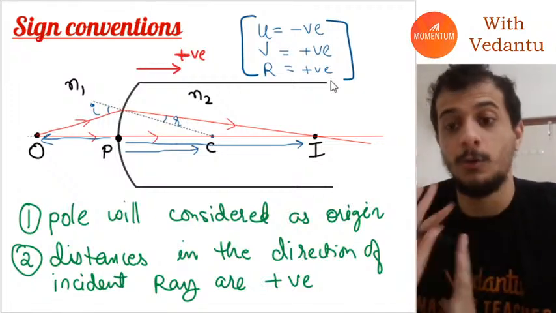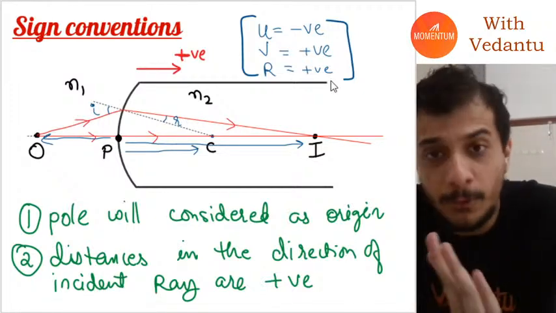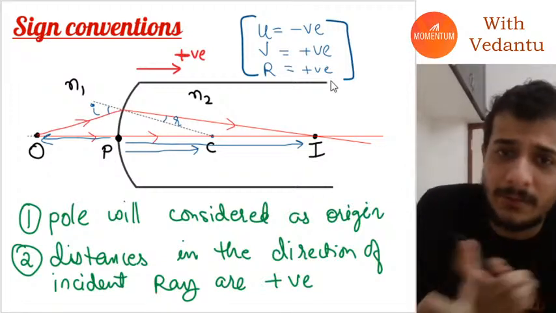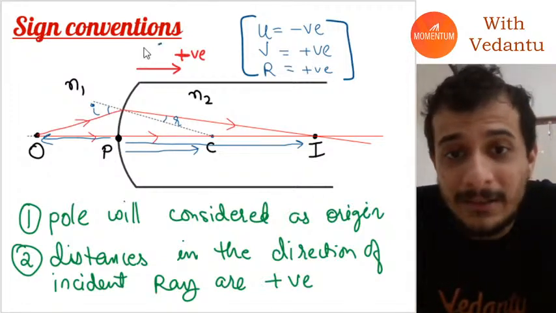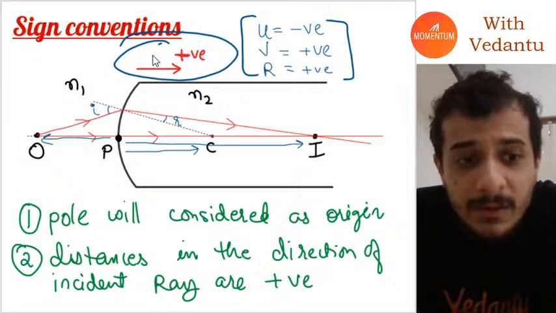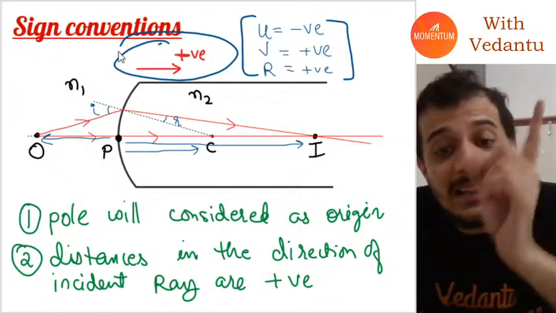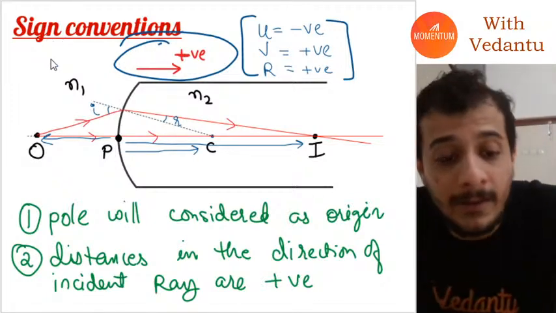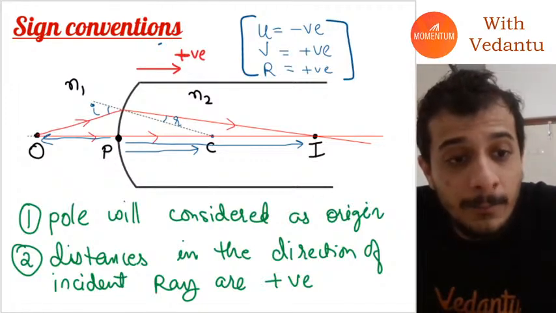I hope you guys understood. You are going in the positive direction, you are going in the negative direction. Now, by the way, who decides the positive direction? The incident ray decides the positive direction.